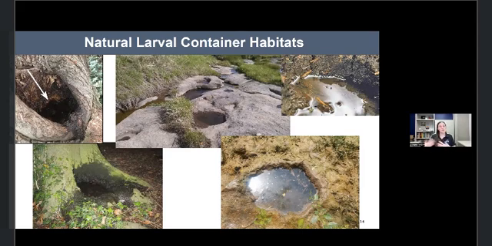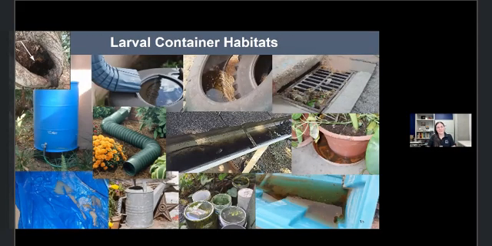Most of us probably don't have these in our yards, or especially if you're living in an urban area, you probably aren't going to come in contact with a lot of these. If you live in a more rural area, then you might see these more often. And later in the talk, we'll talk about what you can do to treat these habitats to get rid of mosquitoes if you have these natural habitats around where you live. But most of the habitats that container breeding mosquitoes lay their eggs in are man-made habitats.